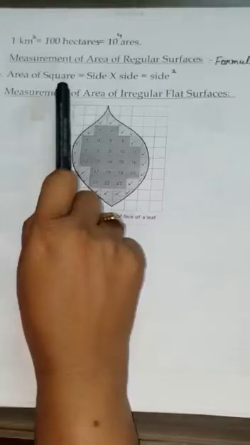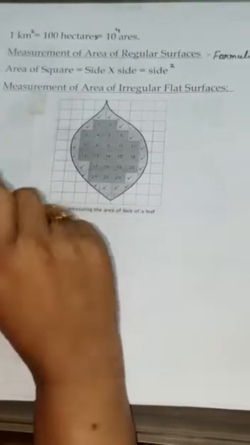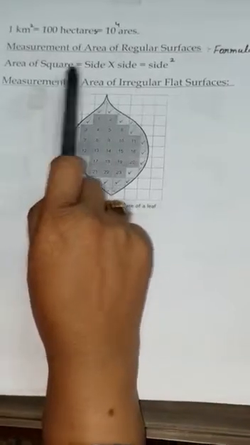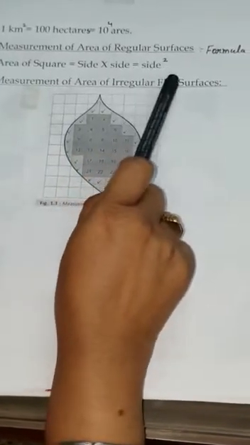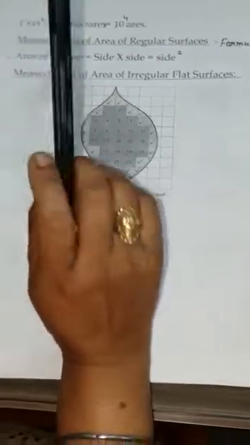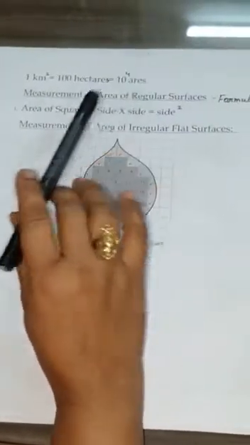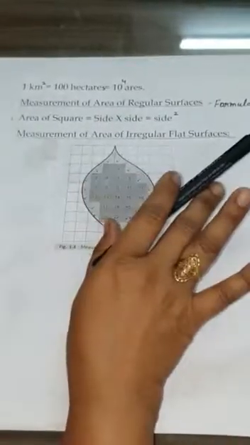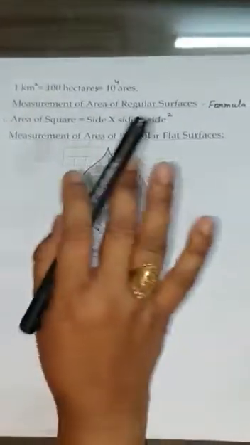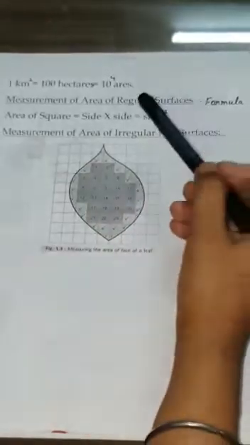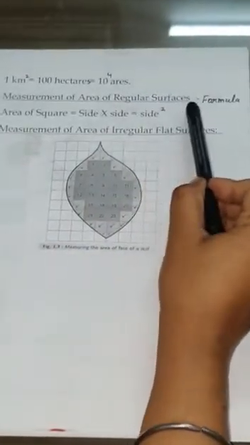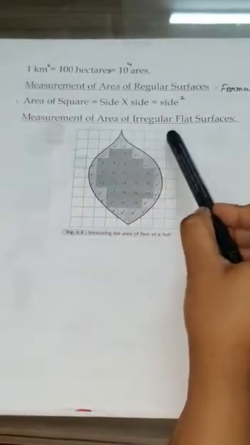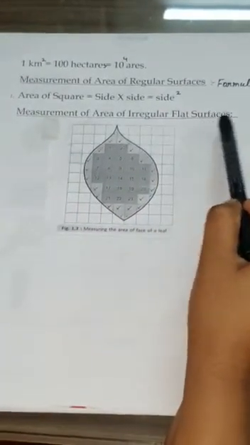We know the formulas from 6th class, or in maths also. You have all done the formulas: area of a square, side into side, that is side square; area of a rectangle, length into breadth; area of a triangle, half base into height. These formulas you have done in your maths subject. We can find the area of regular surfaces. Now how to find the area of irregular flat surfaces?